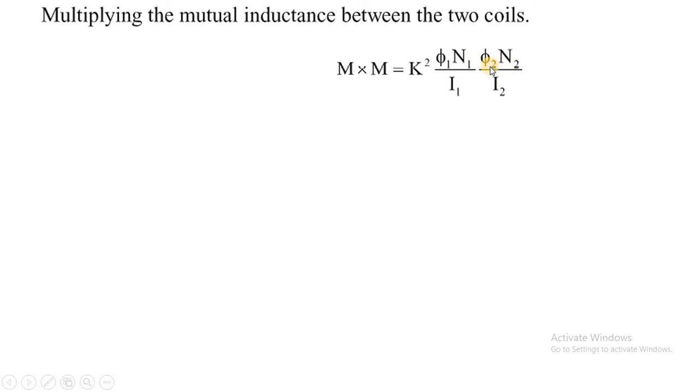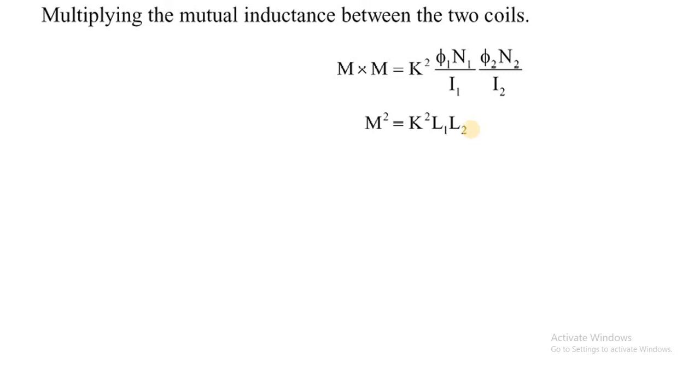Okay, so because of this, what happened? As both brackets, or both mutual inductances, were having K, K multiplied by K is K square. So M square is equal to K square, and the first ratio, that is phi 1 into N1 upon I1, is going to give me the value L1, that is the self inductance of coil 1. And the second ratio, that is phi 2 into N2 divided by I2, is going to give me the self inductance of coil 2.